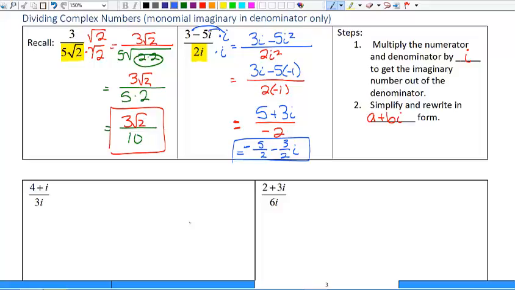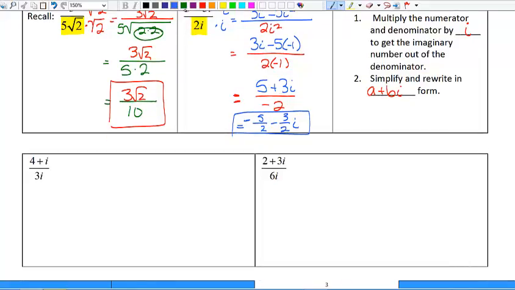Let's practice this some more. On the next problem, we have 4 plus i over 3i. Again, in the denominator, I have a monomial with an imaginary number. To get that imaginary number to not be there in the denominator, I am going to multiply by i. Then in the denominator, I get 3i times i, which is 3i squared. And i squared is a negative 1. I needed 2 copies of i so that the i squared could become a real number, which reduces to -3.